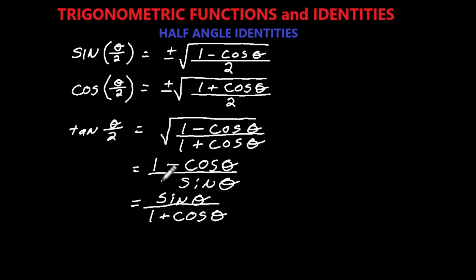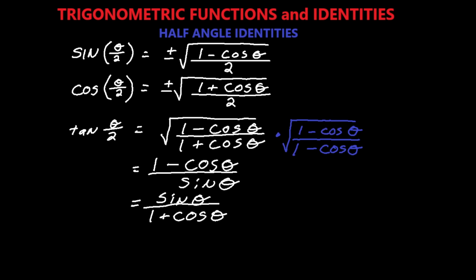Two additional forms for the half angle formula for tangent are done by doing an algebra manipulation to this. I'll do it for one of them just so that you can see how it's done. So here what I'm doing is I'm multiplying by 1, not changing the value, and 1 minus cosine theta over 1 minus cosine theta is still 1. But when I multiply these, an interesting cancellation will occur.